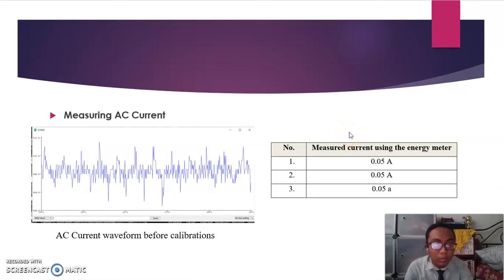The load that is attached to this energy meter is 10 watt. This is the current of the LED bulb. It shows consistent, this is 0.05 ampere. I have inspected this result for like 2 hours, and the result still shows the same and not much different, like between 0.04 and 0.06, and the most common is 0.05 ampere.